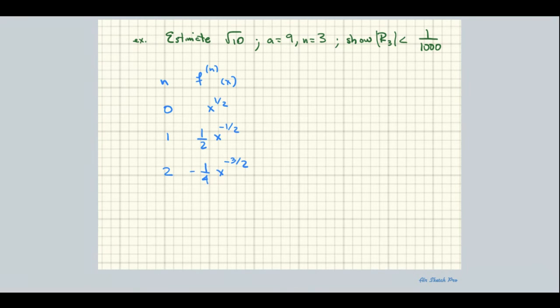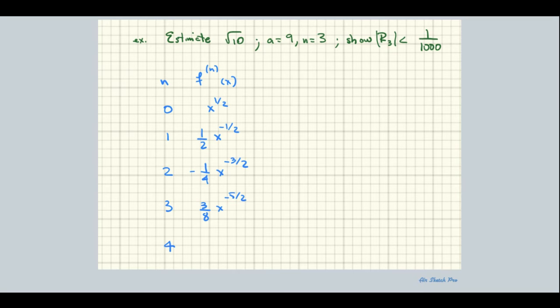Okay, and now what's the third derivative, guys? This is where we're going to come up with approximation, right? And this is where the approximation is going to end, but the remainder is going to start at 4. And so this could be negative 3/8, positive 3/8, x to the negative 5/2. Okay? And now I'm also going to need the fourth derivative for the estimates. And what's the fourth derivative?